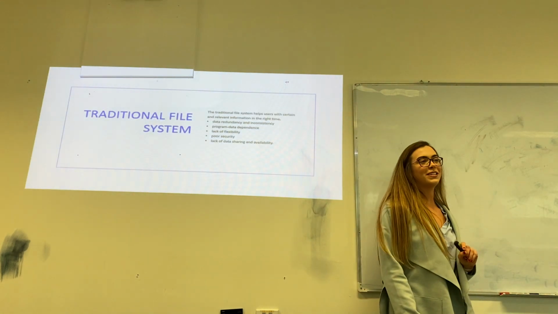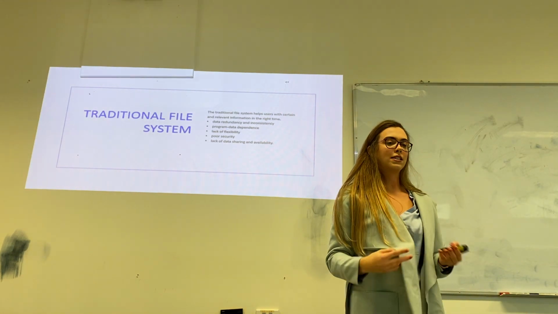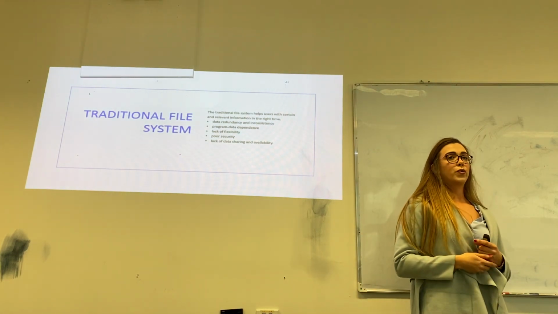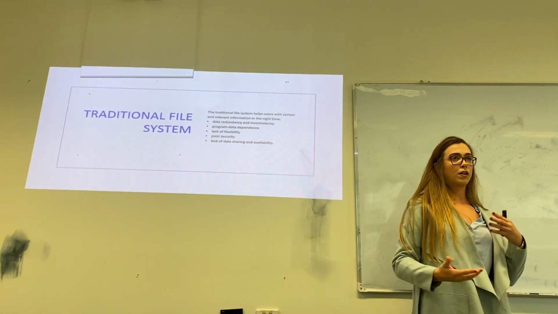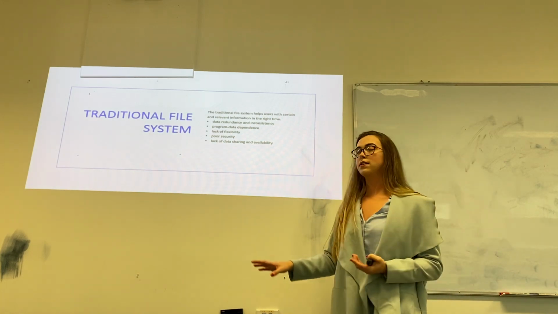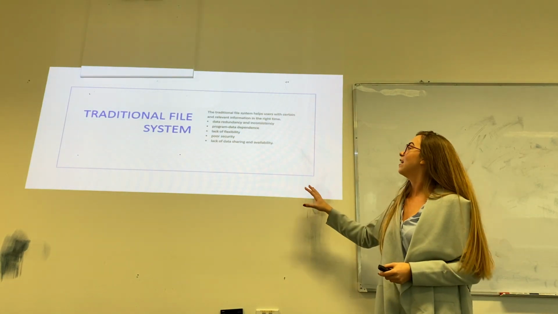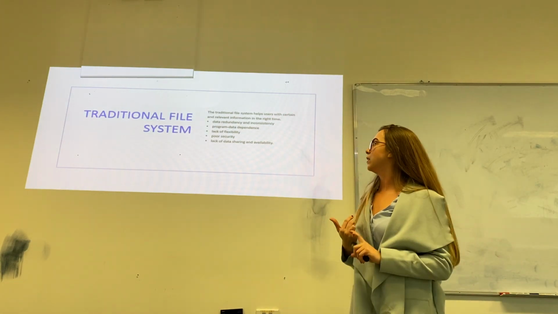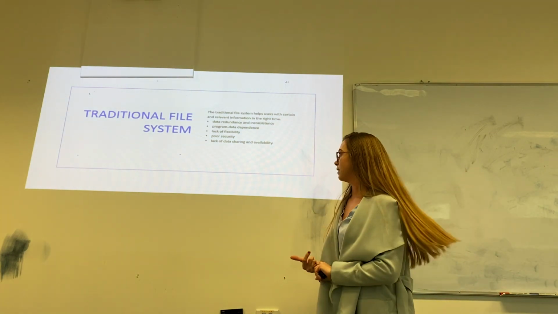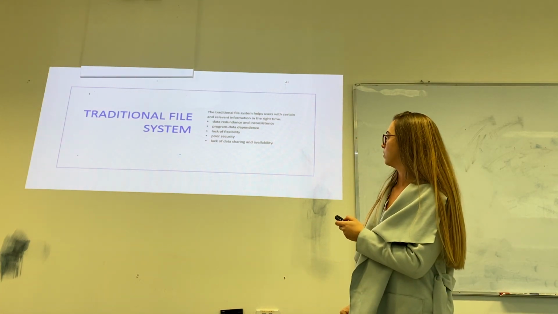Now I will talk about the traditional file system. It's just one kind of system that the company can use to store the data or to get more information about the company, the customers or the product. So everything is in the system. This one is one kind of that, but it has problems. They have 5 problems: data redundancy, inconsistency, program data dependence, lack of flexibility, poor security, and lack of data sharing and availability.